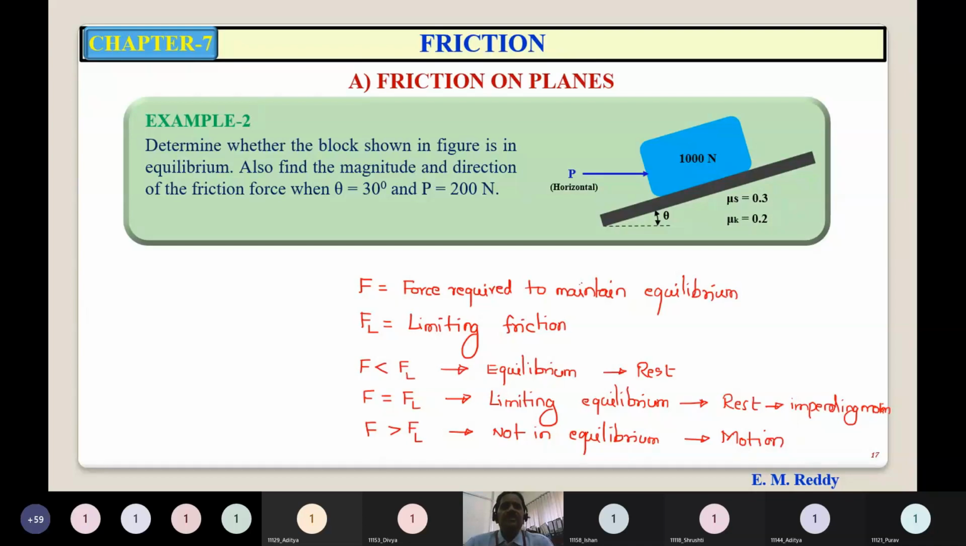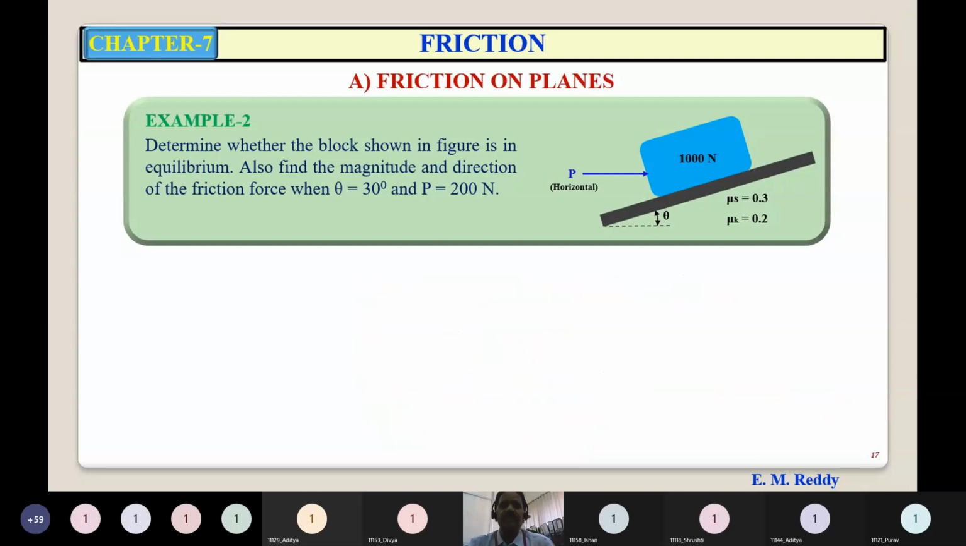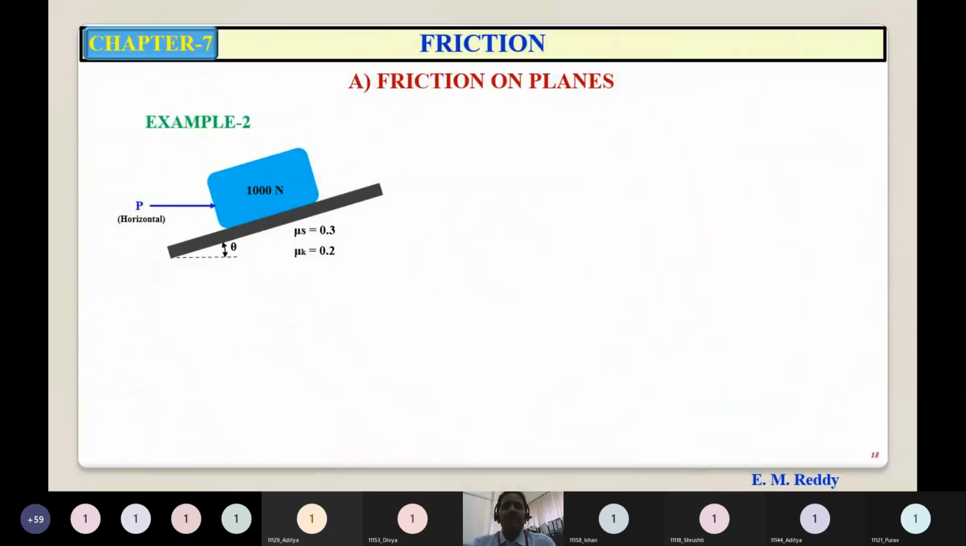Let us find F, the force required to maintain equilibrium. To determine it, first you have to assume that the body is in equilibrium. Then only you can find out the force required to maintain that condition. That is the equilibrium condition. Suppose you first draw the free body diagram, FBD of the block.